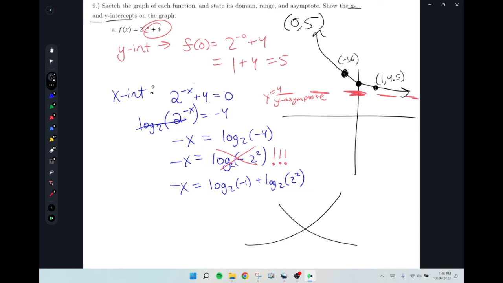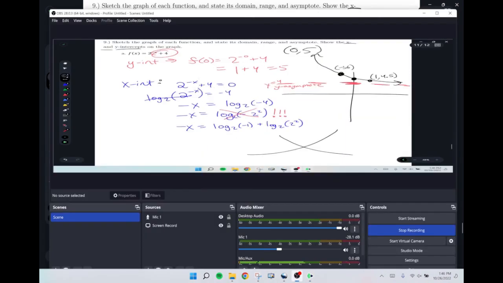You want to go plot more points, feel free. But it actually is more of a transformation problem than a start from scratch and build your way up. But if you don't remember the transformations, you can start from scratch and build your way up. Okay, let me pause this.